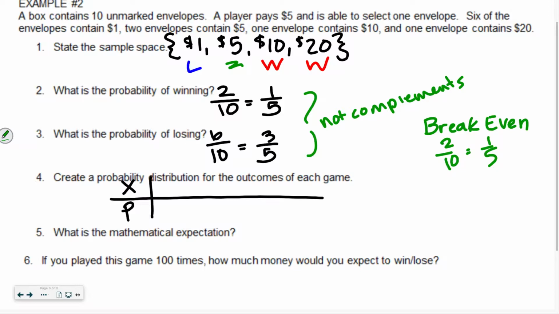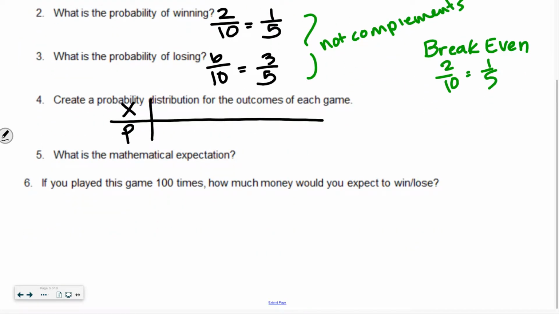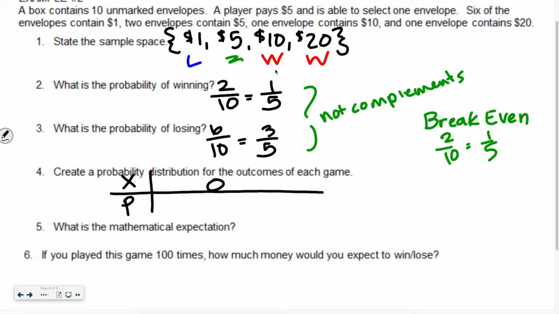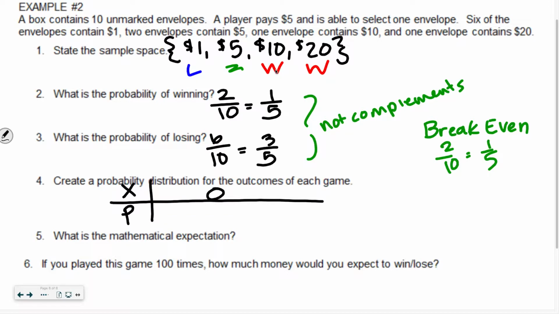What's the value to you, the player, when you break even? 0. Okay, so when you multiply it by its probability, it's going to be 0. So it's not super interesting, but it should be in there. Okay, so when I create the probability distribution, I know I've got a 0. This is the one where I wanted to make the point. The numbers that go into the values are not 1, 5, 10, 20, and I saw most groups did a great job with this.